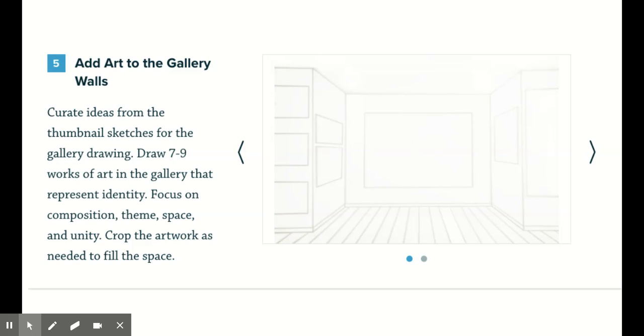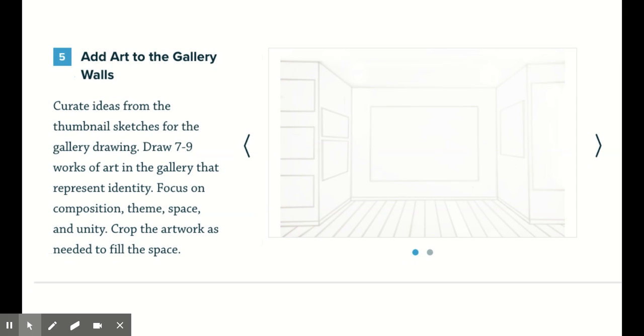And then you're going to add your sketches. Here you're going to curate ideas from your thumbnail sketches. Draw 7 or 9 works of art in the gallery that represent your identity. Focus on the composition, the theme, the space, the unity. Crop the artworks as you need to fill the space. You don't have to have the full artwork.